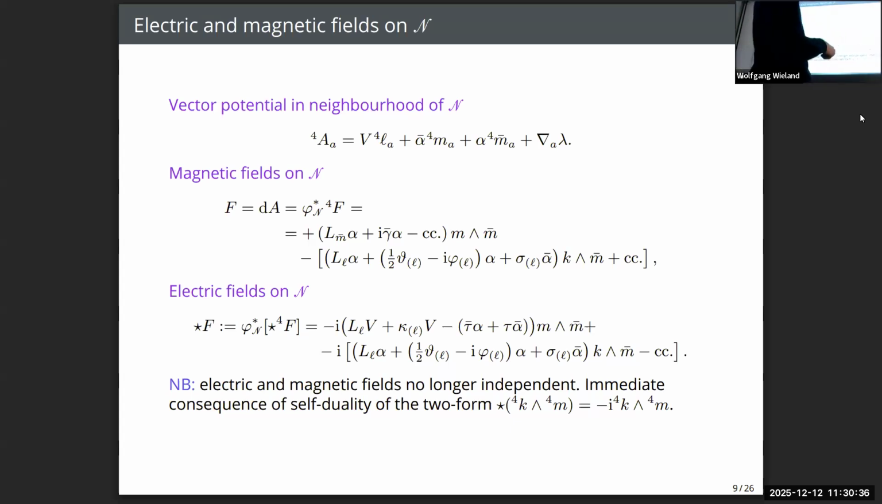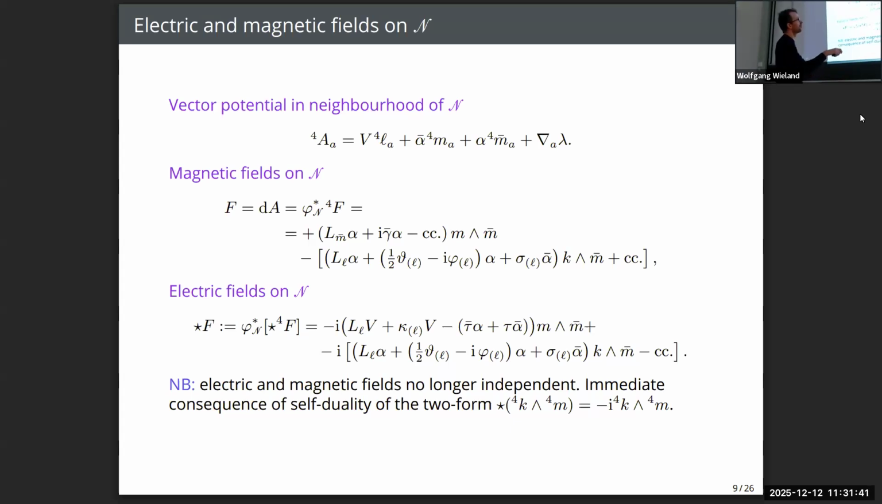And now there is already something important to observe. In the magnetic fields, our basis on the null hypersurface in the space of two-forms is m wedge m bar, k wedge m bar and k wedge m. And you see in the magnetic fields and in the electric part of the field strength tensor essentially the same expression appearing, just with a relative i. The reason is, and this is very different from a spacelike hypersurface, that on a null hypersurface there are self-dual two-forms. So the Hodge dual of K, remember K is just du, so du wedge m, this two-form is self-dual: its Hodge dual reproduces itself up to a factor of the imaginary unit.